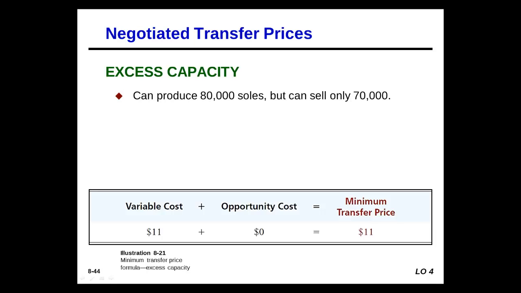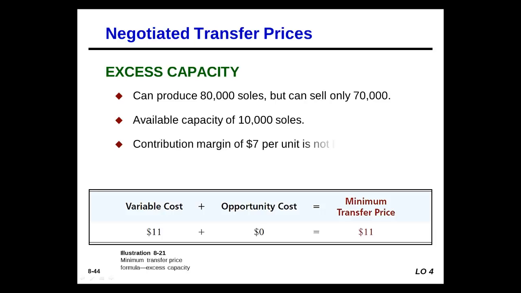What happens if the sole division has excess capacity? For example, assume the sole division can produce 80,000 soles but can sell only 70,000 soles in the open market. As a result, it has available capacity of 10,000 soles. Because it has excess capacity, the sole division could provide 10,000 soles to the boot division without losing its $7 contribution margin on these units. Therefore, the minimum price it would now accept is $11 as there is no opportunity cost.